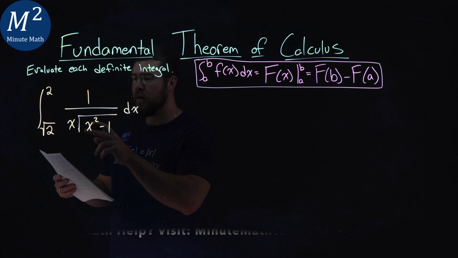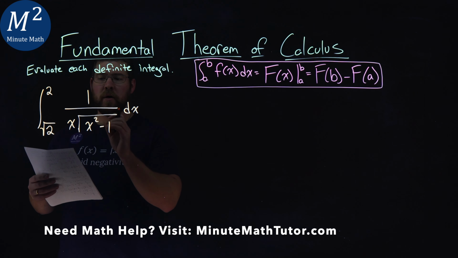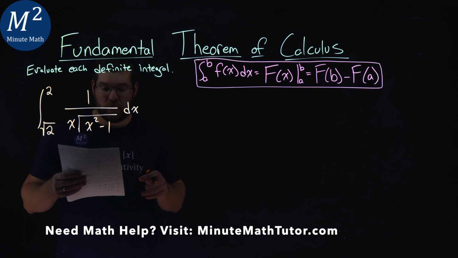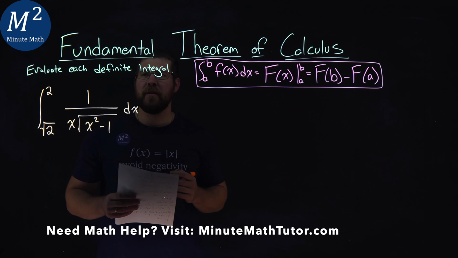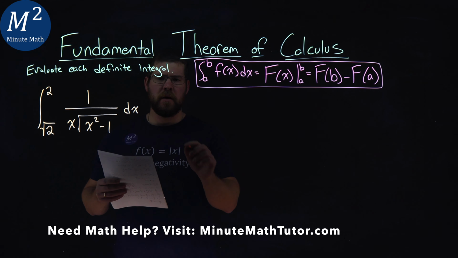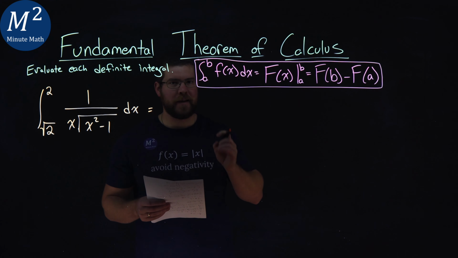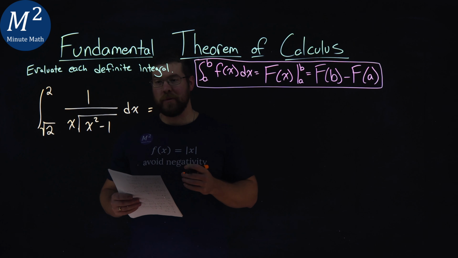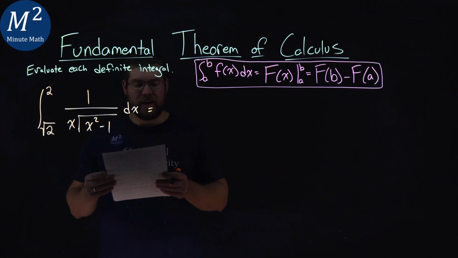We're given this problem right here: the integral from the square root of 2 to 2 of 1 over x square root of x squared minus 1 dx, and we have to evaluate this definite integral. Well, this looks exactly like an inverse trig formula, and this is the inverse for secant.